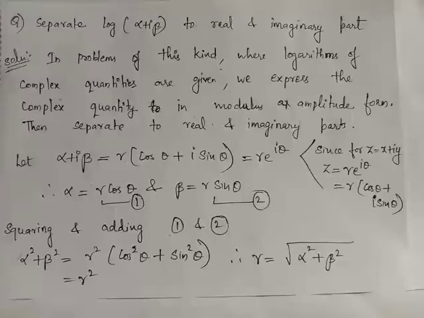Separate log(alpha plus i beta) into real and imaginary parts. When we have such questions wherein we have been given a logarithmic function and the logarithm of complex quantities is asked to be separated into real and imaginary parts, we first express this function in modulus amplitude form. We expect a complex valued answer for this log(alpha plus i beta).